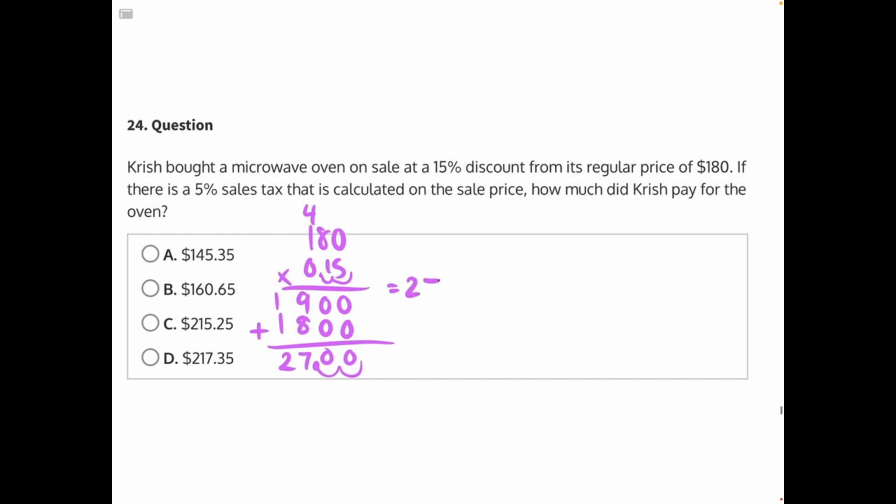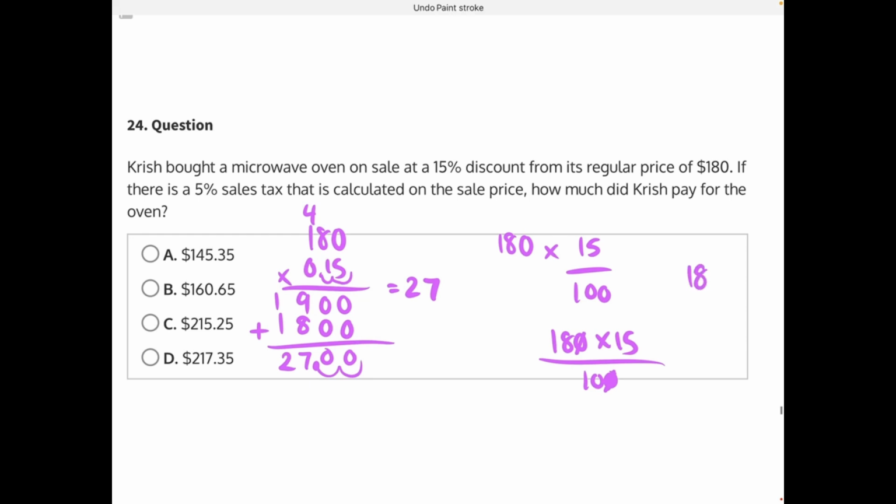If we were to do this the fraction way, we would have 180 times 15 out of 100. When we multiply that through, we would have 180 and 15 on top, and then 100 on the bottom. We can factor out some common factors, so we could get rid of a 0. Then we would do 18 times 15. 5 times 8 is 40. 5 times 1 is 5, plus 4 is 9, placeholder. And then we would have 18. We would get 270. And then that would be 270 over 10, where the zeros would cancel.